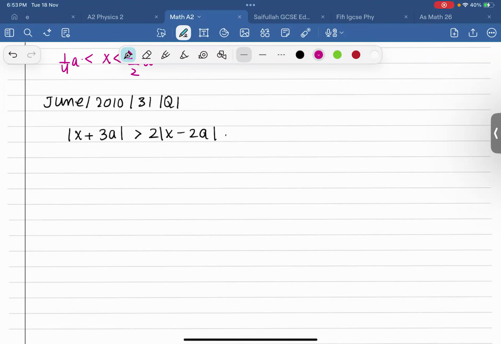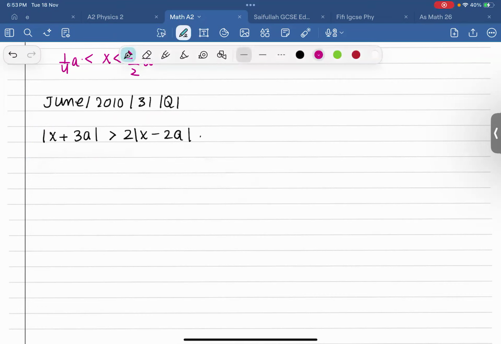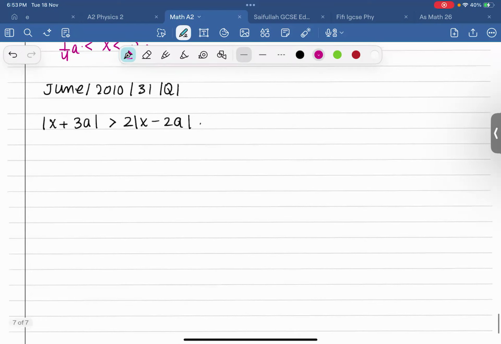Sir, I'm getting one answer: 7a is greater than x, and the other one is x is greater than a over 3. Okay. Irfan, any answer you're getting? Good luck now, please. Sir, I didn't understand this question. Could you do it?